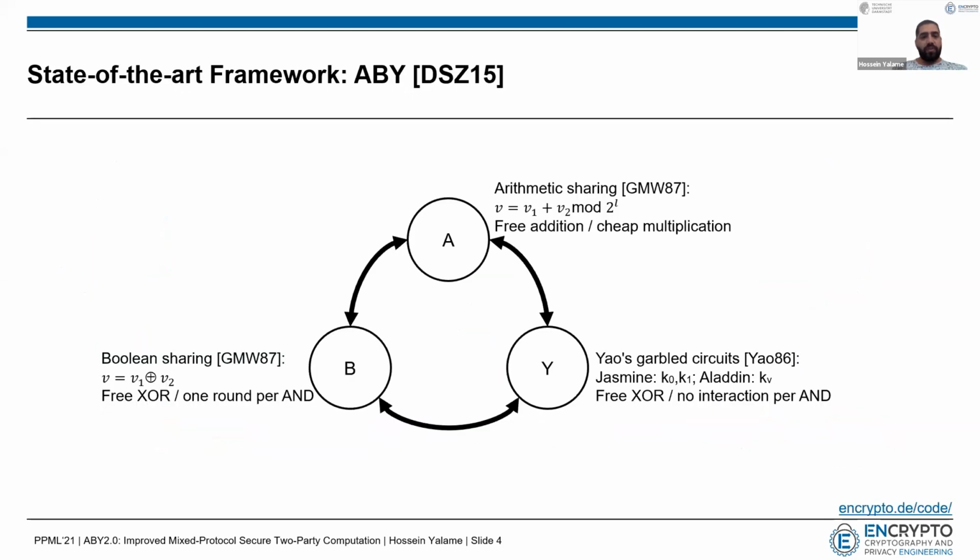The state-of-the-art work for 2PC is the ABY framework. In ABY, they consider 3 different protocols: arithmetic sharing, Boolean sharing, and Yao's garbled circuits. They also have conversions between these protocols. For example, in arithmetic sharing, they have cheap multiplication. In Boolean sharing, they need interaction for each AND gate. And in garbled circuits, they have some communication overhead. And using conversions, they try to use the protocols more efficiently.